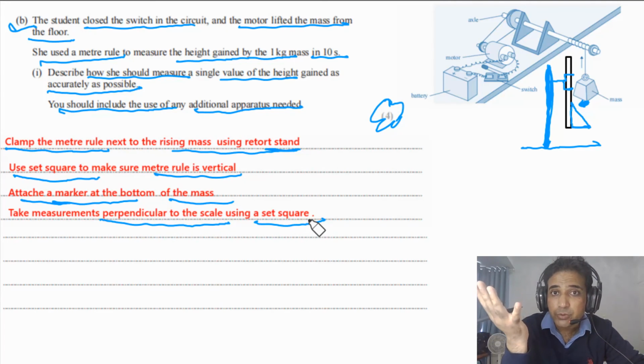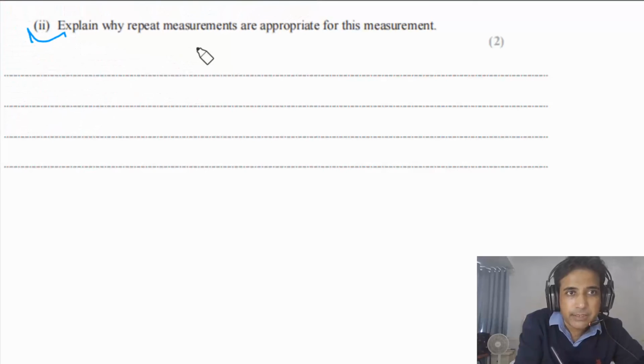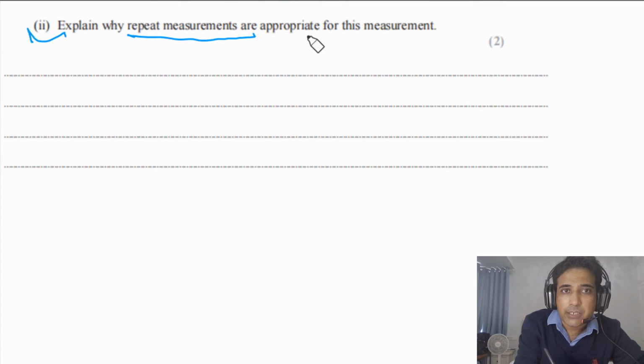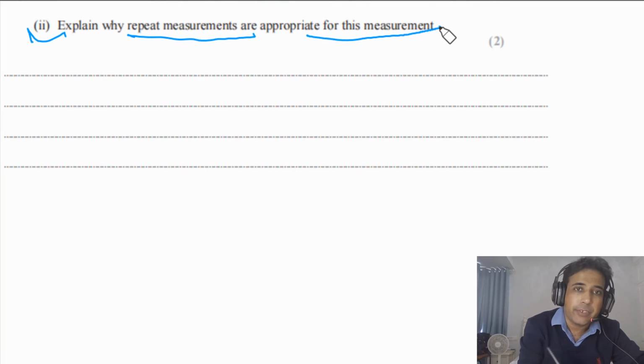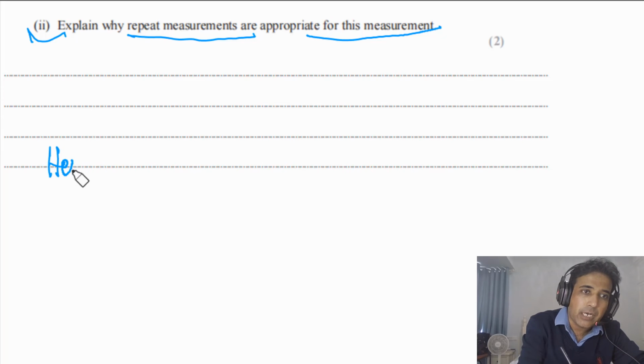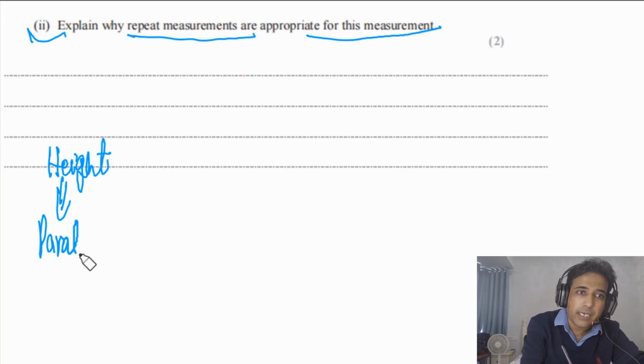So these 4 points you need to write down. Whenever you need to measure the height, you can talk about these points. The second part says explain why repeat measurements are appropriate for this measurement. In this case we are measuring height. So first of all we can say we are measuring height, so there can be parallax error. When we are measuring, there can be parallax error.